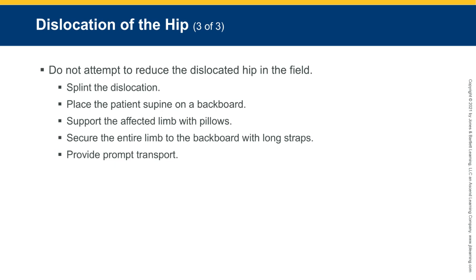Do not attempt to reduce a hip dislocation in the field. Instead, splint the affected limb in the most comfortable position. Place the patient supine on a backboard and secure the limb with pillows and straps. Transport the patient urgently to a facility where orthopedic specialists can manage the dislocation safely.